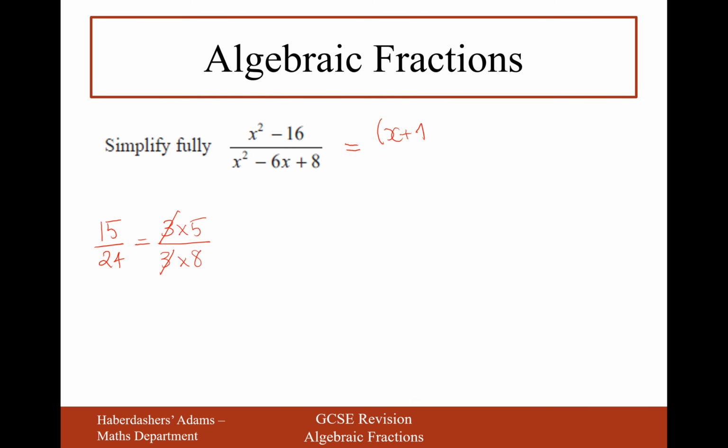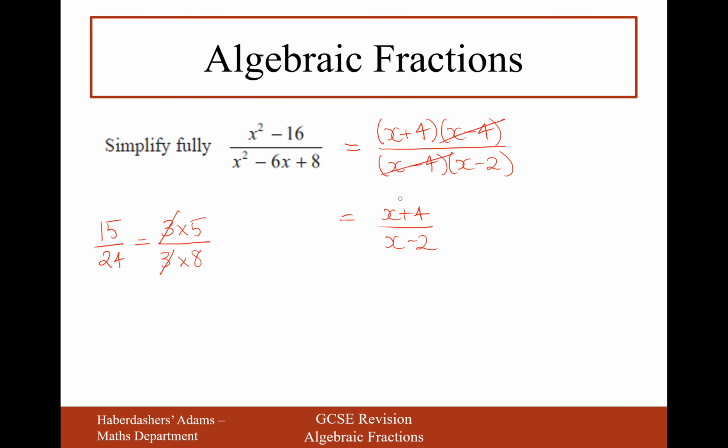So x plus 4, x minus 4, all over x minus 4, x minus 2. Okay, so now that we've got it in its factors, we can see that x minus 4, much like the 3 here, is a factor of the top and the bottom. So we can simplify both of those, x plus 4 over x minus 2. And there we are, that's the answer.